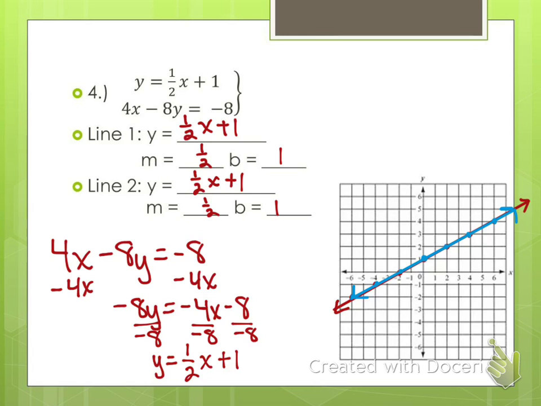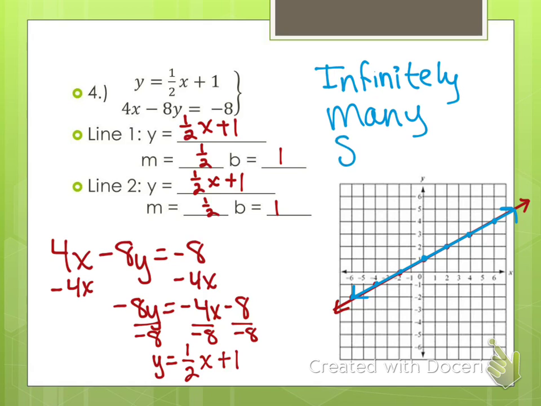What does that mean for our answer if we get the same exact line twice? Anybody remember those three little words? Ellie? Infinitely many solutions. If you get the same exact line twice, you have infinitely many solutions. Every single point on the line is considered a solution.